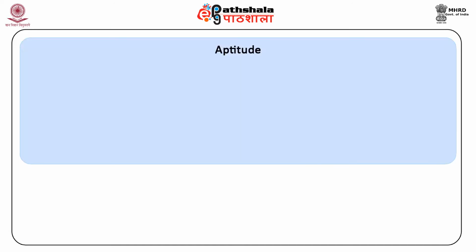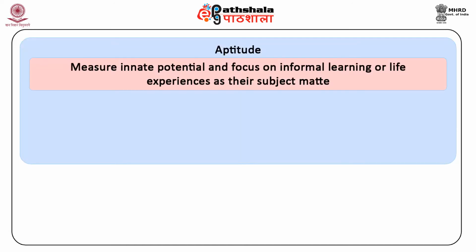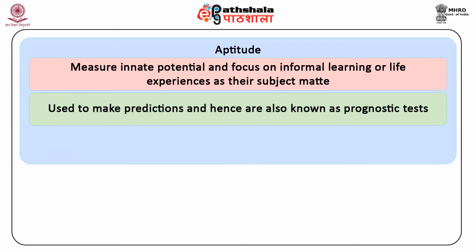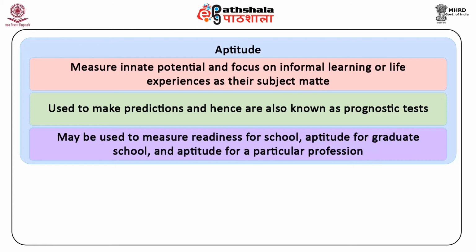Tests of aptitude. Though achievement tests measure learned knowledge, aptitude tests measure innate potential and focus on informal learning or life experiences as their subject matter. Aptitude tests are used to make predictions and hence are also known as prognostic tests. Hence, they may be used to measure readiness for school, aptitude for graduate school, and aptitude for a particular profession such as law, medicine, administration, or performing arts.